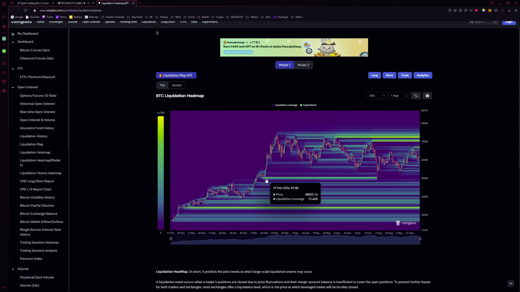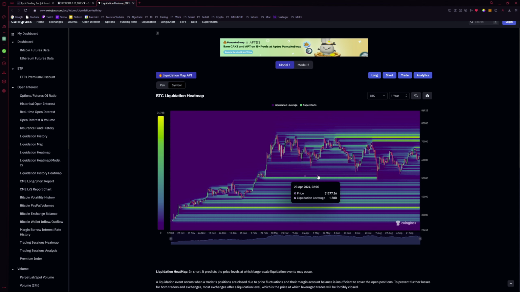So this is exactly what a liquidation heat map in this case and liquidation levels will show you. It basically shows you whenever a specific price is hit, how many people's positions will get liquidated. In this case, right around the 50K area, we had enormous amounts of liquidations, and you can obviously see how these liquidation levels kind of act as a magnet from time to time.